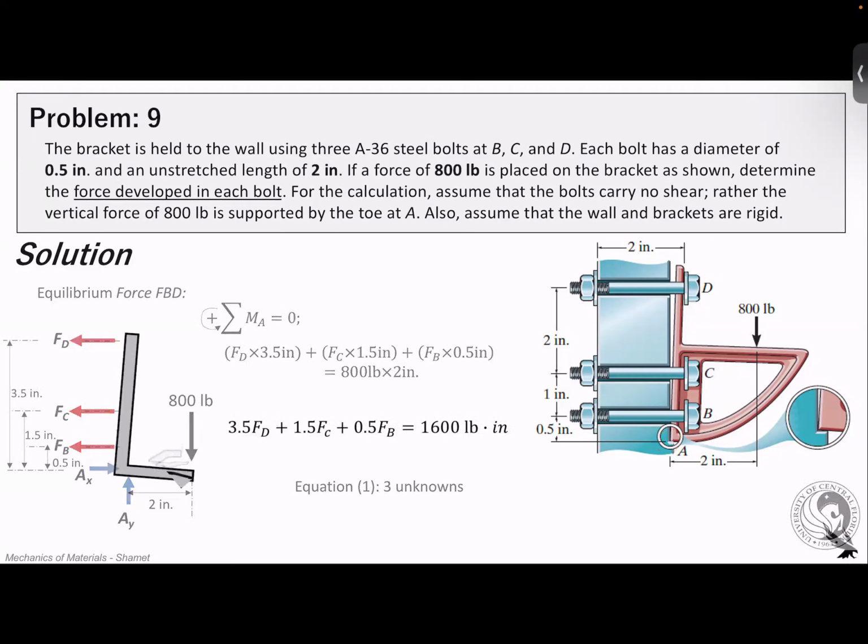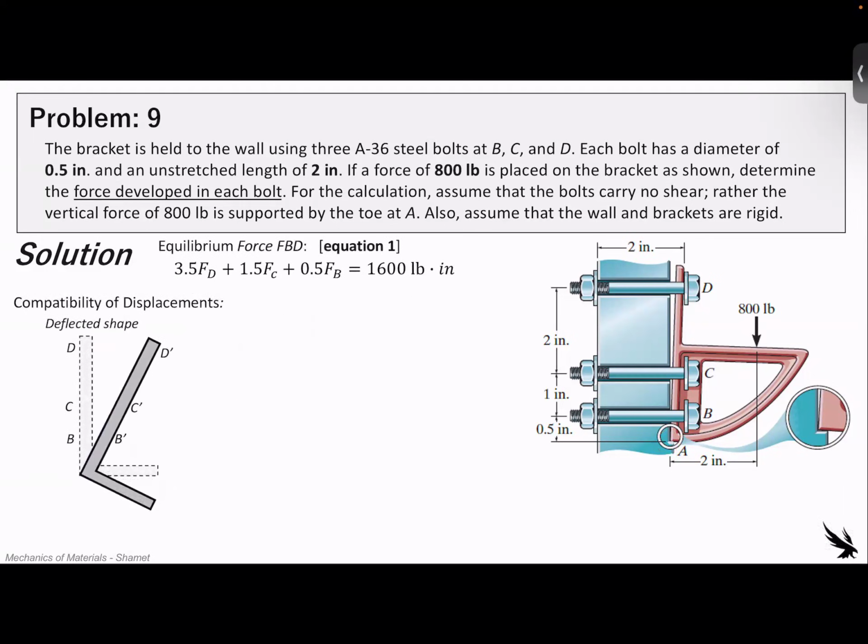Now, let's push this equation off to the side and think about the deformed shape, like that little graphic there. So remember, the L is staying completely the same, and it's rotating about here. So there's no deformation in the bracket itself. All the deformation is coming from the stretching of the bolts. So this is going to be equation 1. And we know that all of these bolts are going to deform. So we have the deformation of D, deformation of C, deformation of B.